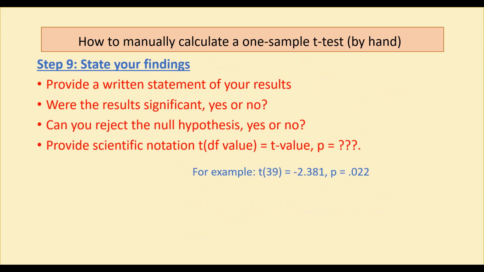Now step 9, which is the final step now, is really to state your findings. You should provide a written statement of your results. Were the results significant, yes or no? And really, can you reject the null hypothesis? Was your sample mean equal to the population mean, yes or no? And then you would provide what is called scientific notation, where you would provide the DF value, your degrees of freedom within brackets, which equals the t value, and then the p value, whether or not it was significant. So it would look something like here, that is highlighted in blue.